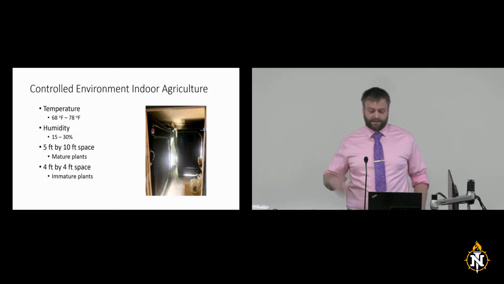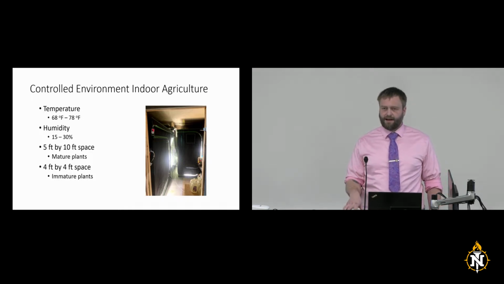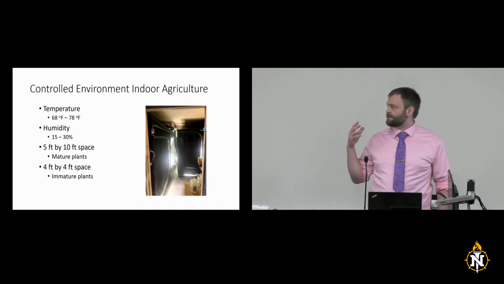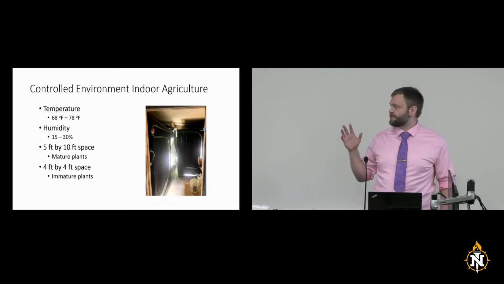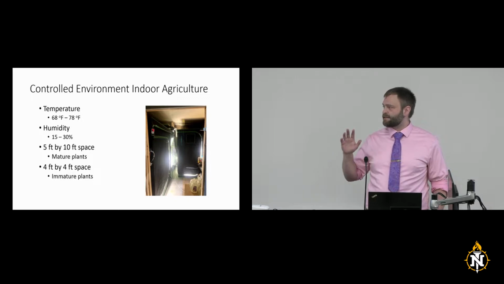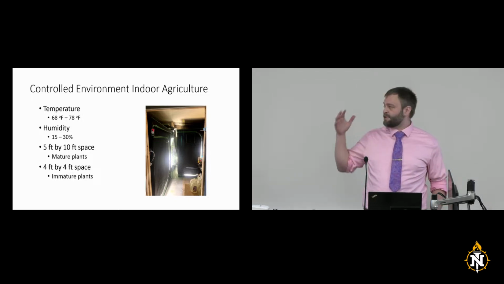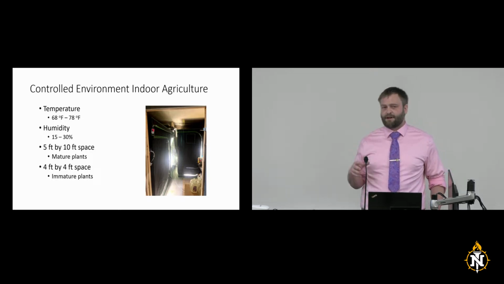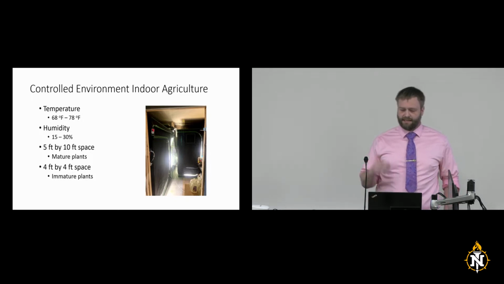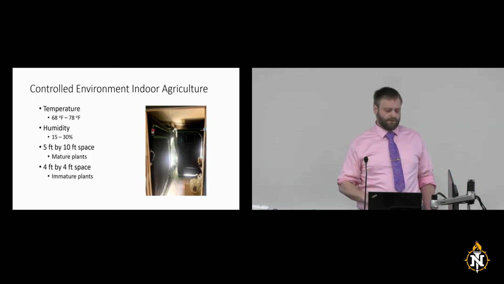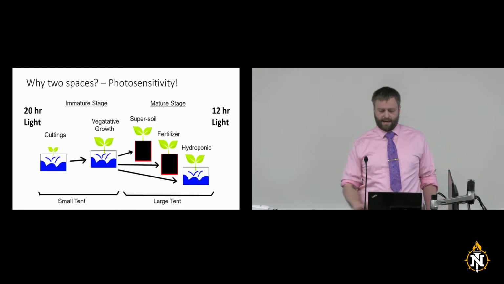The neat thing about this project that I enjoy is that I get access to this controlled environment agricultural space. It's this really neat setup that is totally indoors. It uses artificial light, and it's got humidity controllers and all this neat stuff. And it keeps the temperature in this nice range that the plants really enjoy and thrive in. It keeps the humidity right in this nice target zone we're looking for. And it has these two spaces. And you might ask, why do we have two spaces?